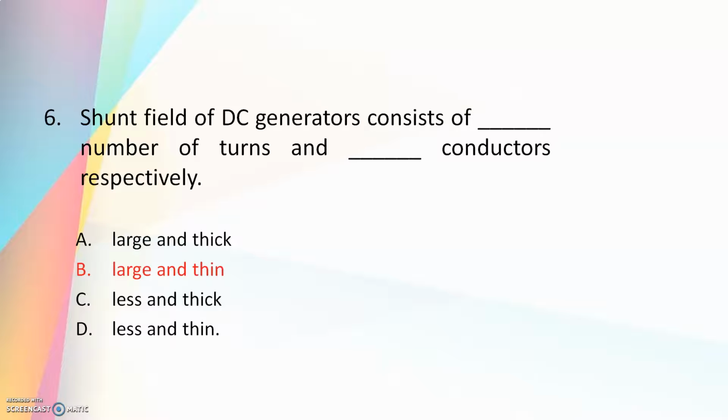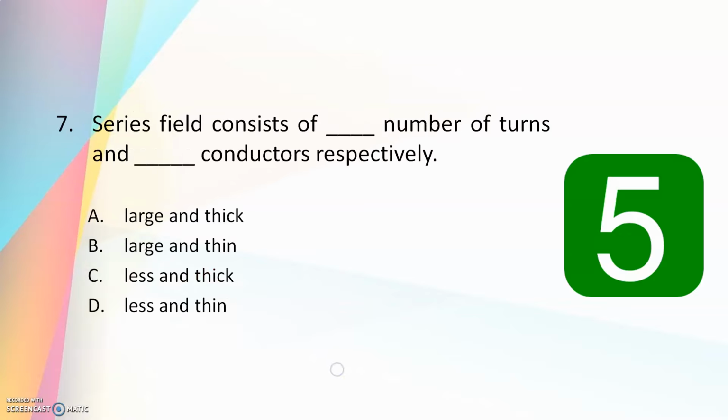So the shunt field resistance of DC machine is very high, around 50 to 500 ohms, and we know that R equals rho L by A. It can be concluded that for high resistance, length of the coil is to be large and area is to be small. So shunt field must have large number of turns and thinner wire than the series field.